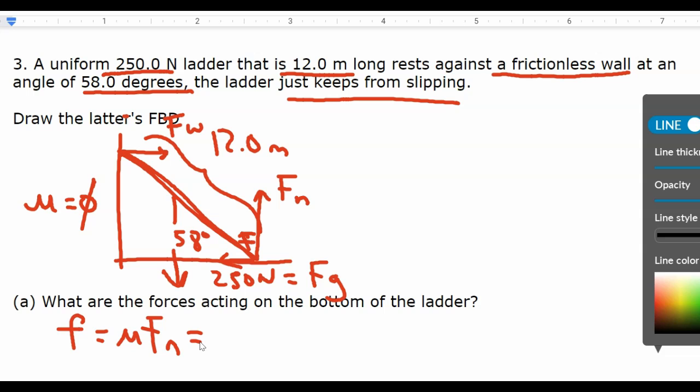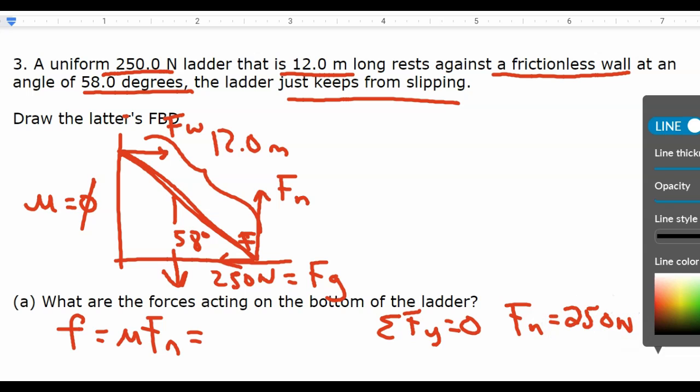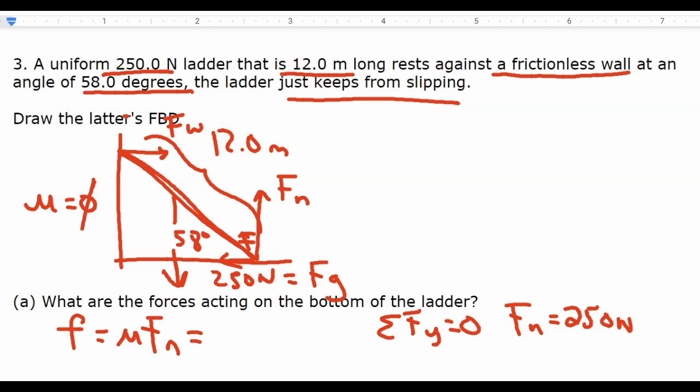We have the normal because the up's equal to down. The normal is going to be 250, isn't it? Sum of the forces in the y direction equals 0. So your normal's got to be 250, am I right? So what we realize is that what we don't have is the friction.